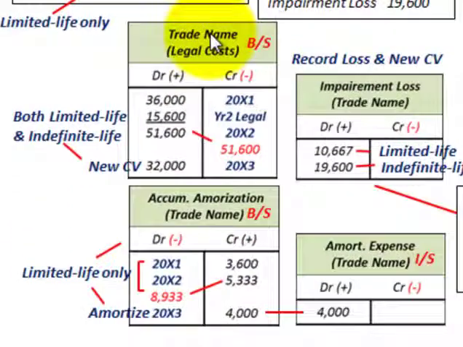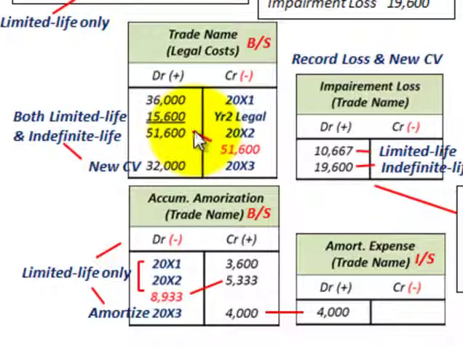Now let's look at the journal entries that we would have. Again, what we would have capitalized for this trade name on our balance sheet, in both cases, we would have capitalized. Let's just say we had some legal costs, $36,000 at the beginning of the first year, and then in the second year we had some legal defense costs, $15,600. So in both cases, for the limited life and indefinite life, we would have capitalized that amount, $51,600.